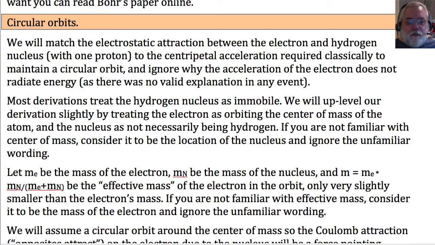Let m sub e be the mass of the electron, m sub n be the mass of the nucleus, and m, equal to m sub e times m sub n divided by their sum, be the effective mass of the electron in the orbit, only very slightly smaller than the electron's mass. If you're not familiar with effective mass, consider it to be the mass of the electron and ignore the unfamiliar wording.